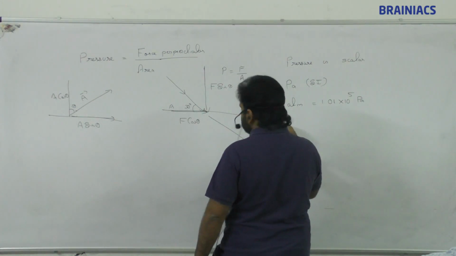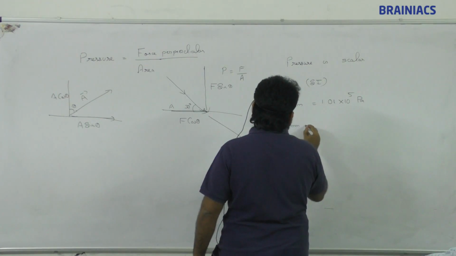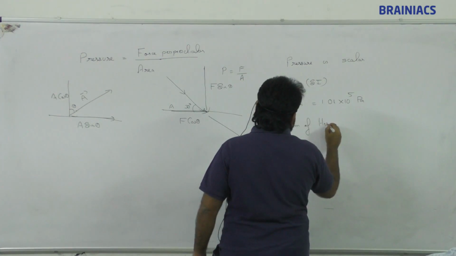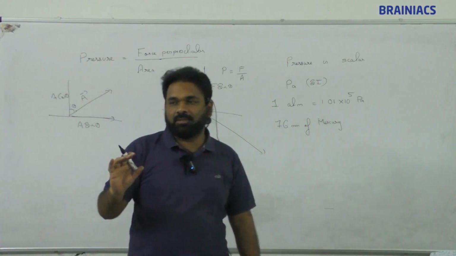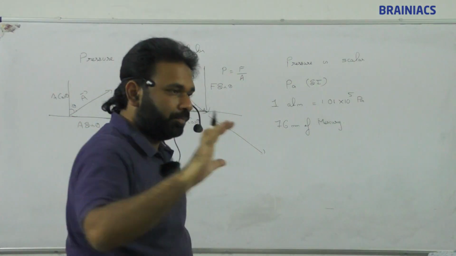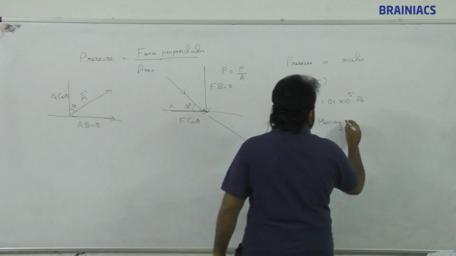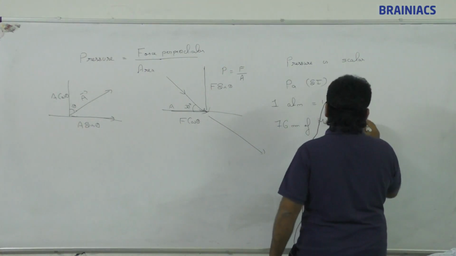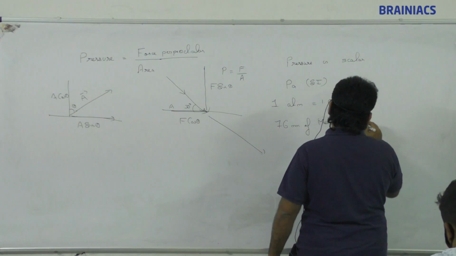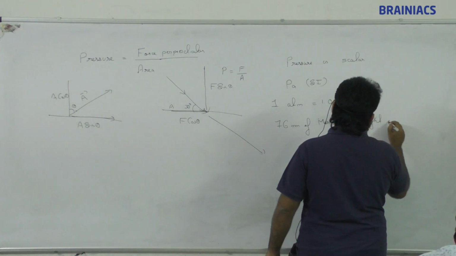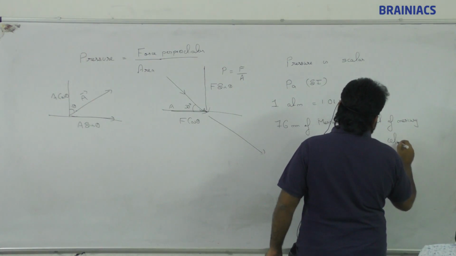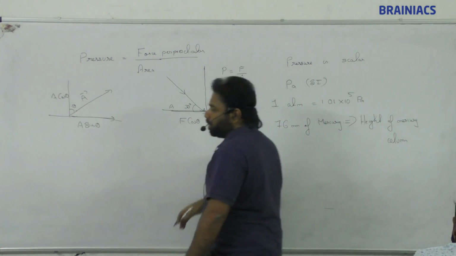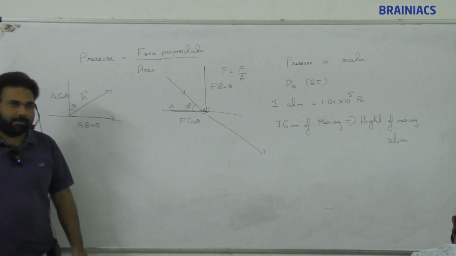Then another unit which we normally use is, for example, 76 mm of mercury. This unit is used, right? 76 centimeter of mercury, the height of mercury column. This we will discuss when we see the barometer. So these are the common units which we use. Clear regarding pressure?